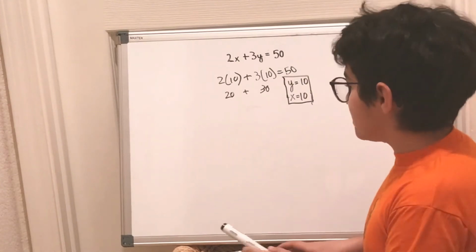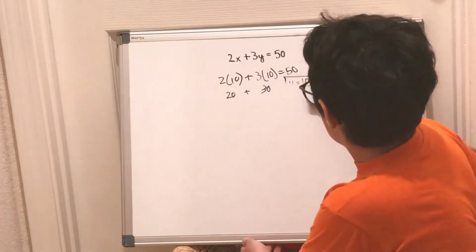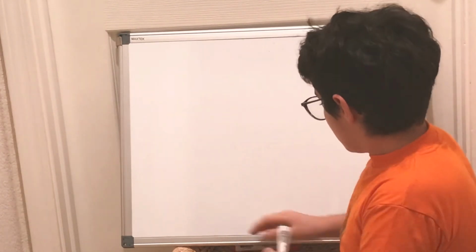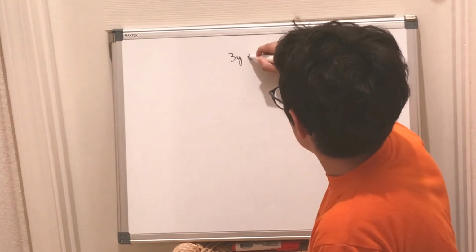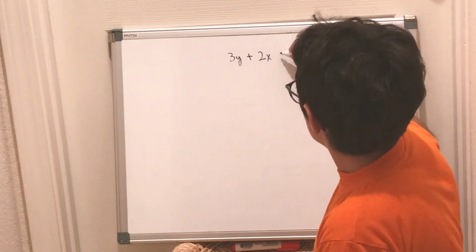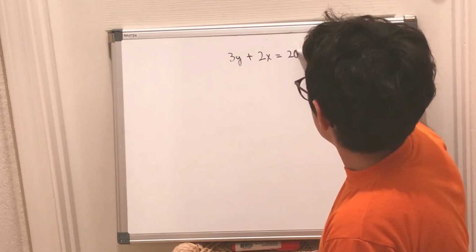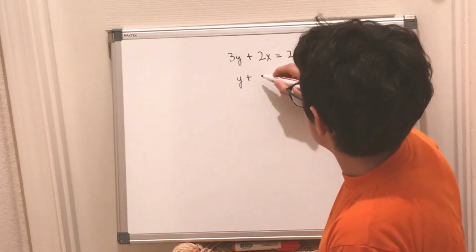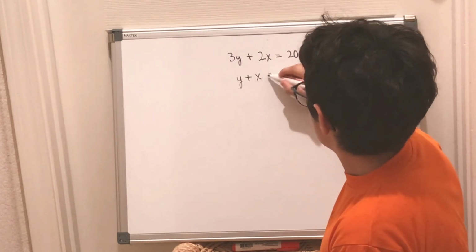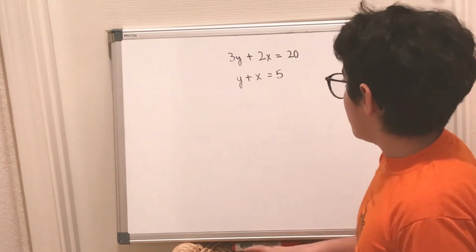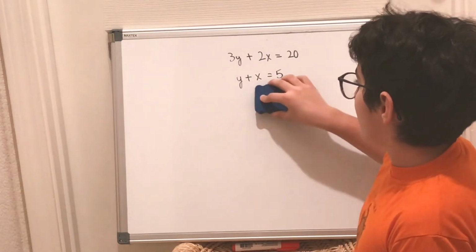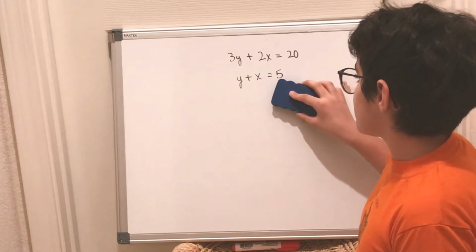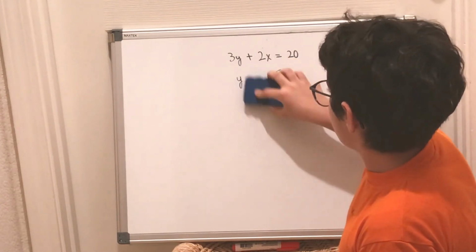Okay, so that was a pretty easy example, and this time I'll quickly work through a bit harder one. So 3y plus 2x equals 20, and I'll try to take small numbers here. And y plus x equals 5. Now what we do here, again, is try to single out one of these variables and get it in terms of the other variable and a constant like 5.